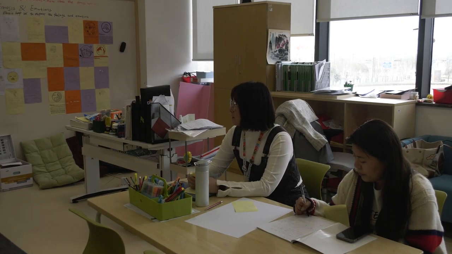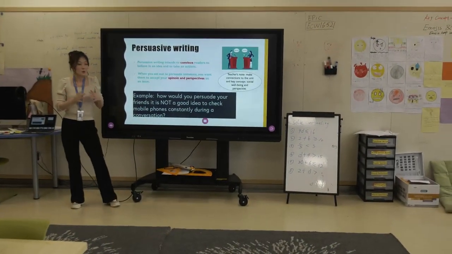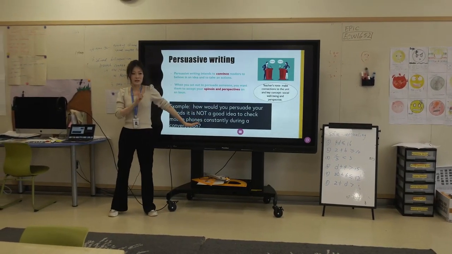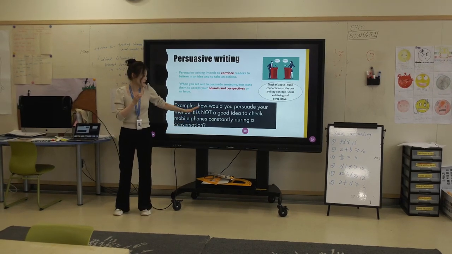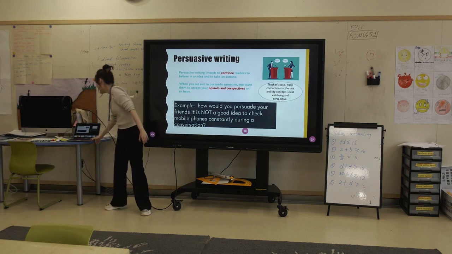So the details Jack and Cassie just mentioned are all about supporting your perspective, because in your perspective you think constantly checking the mobile phone is not a good behavior, right?